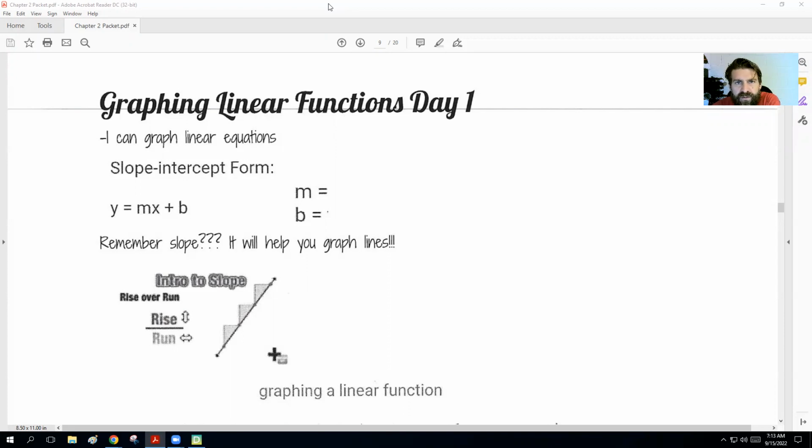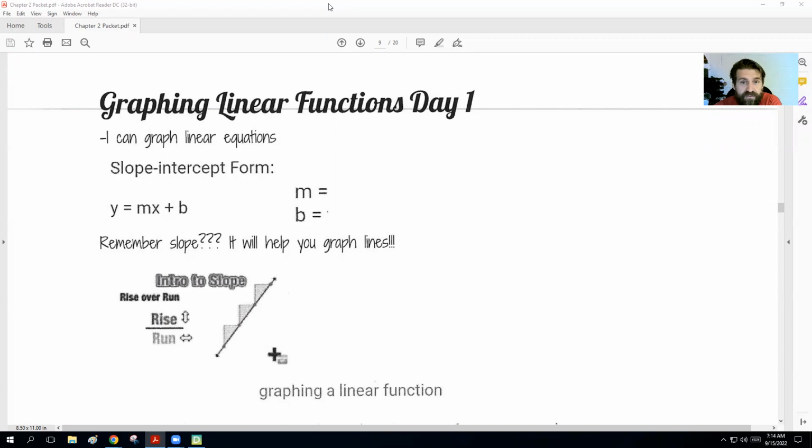This is going to be a little bit longer video because we're going to be going over graphing linear functions for 2 days. So if you ever need to just stop this video after the first day or skip through it to find the next part, feel free to do that. But we're going to go through all of the graphing linear functions notes here.